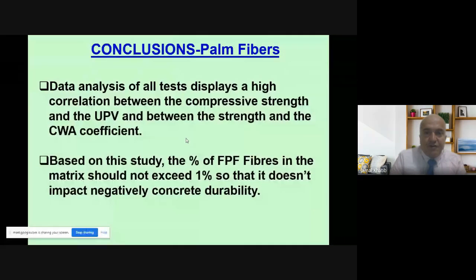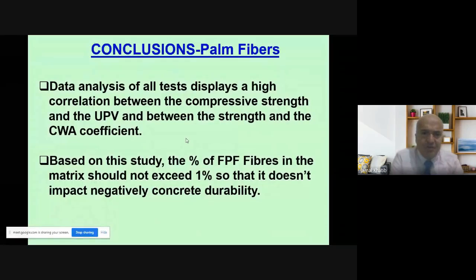And as you see from there, compressive strength and UPV are strongly correlated. And we assume there is a linear relationship at each curing age. Also, if you look at strength and capillary water absorption coefficient, there is also some sort of linear relationship. If you combine the whole results, the relationship would be different.